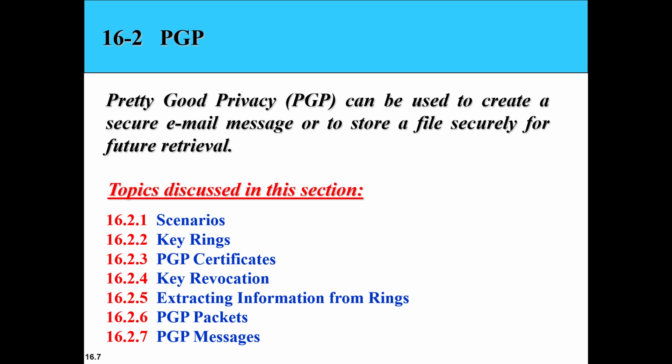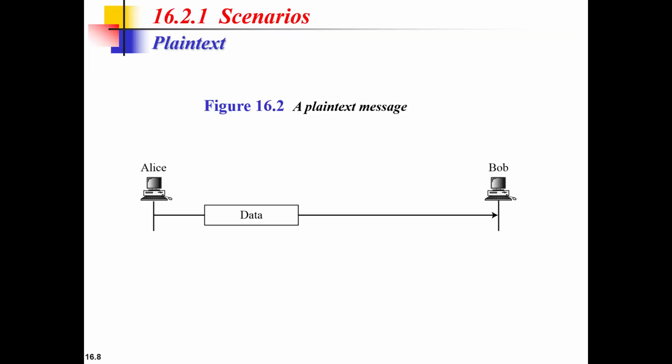Next is PGP. PGP was basically invented to provide email with privacy, integrity and authentication. It can be used to create a secure email message or to store a file securely for future retrieval. So these are the topics which we will discuss. The first one is the scenarios. We will move from simple scenarios to the complex ones.